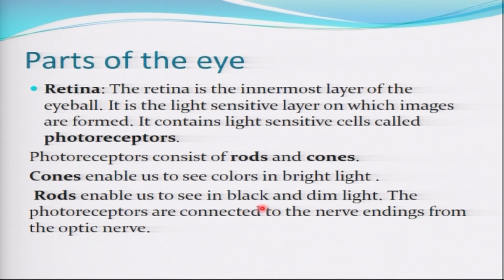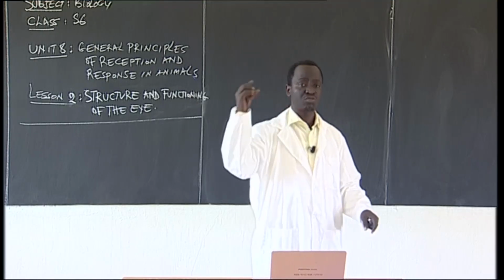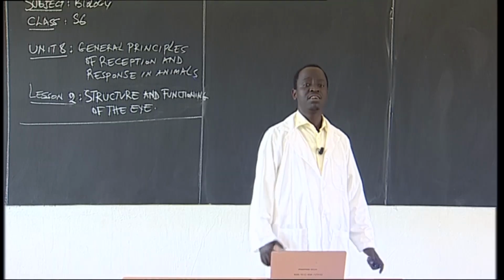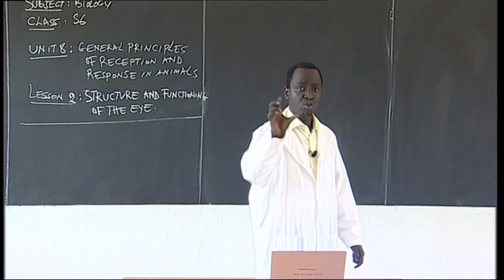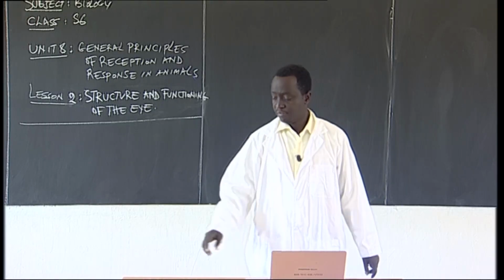Actually, those photoreceptors are connected to the nerve endings of the optic nerve. Why? Because when the light reaches the photoreceptors, it is transformed. It is what we call transduction. Into what? Into the impulse. And that impulse is going to go where? To the brain.